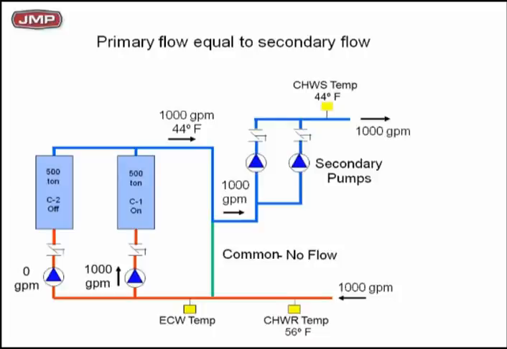Great. I've got 1,000 GPM, 56 degree water coming back to that second T. No flow in the common pipe. So my first chiller sees a return water temperature of what? 56 degrees. So chiller 1 is fully loaded, 12 degree delta T, producing 500 tons, return is 56, supply is 44. A perfect world, fantastic world. The primary flow rate is exactly equal to the secondary flow rate, and there's no flow in the common. You won't see that very often, but that's a possibility you need to understand.